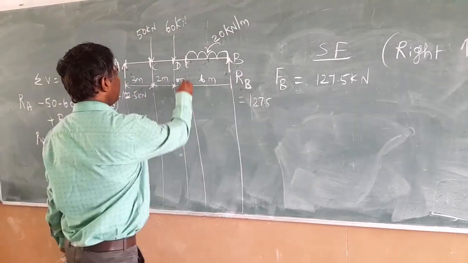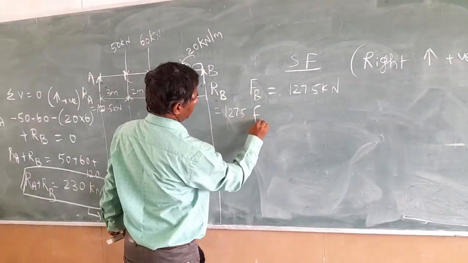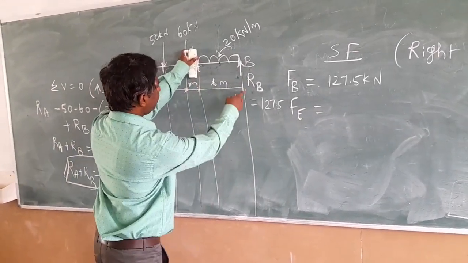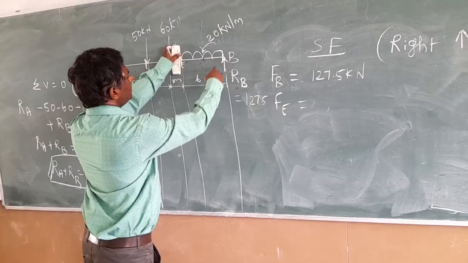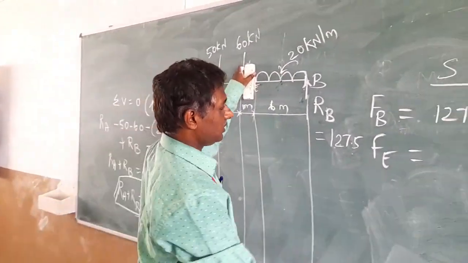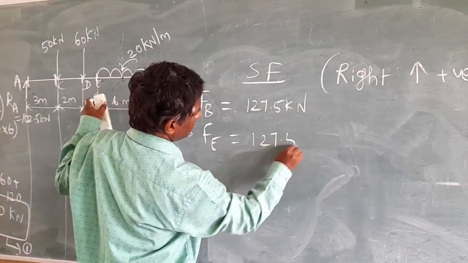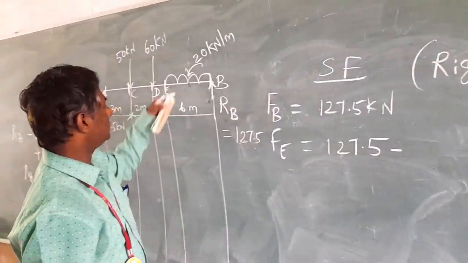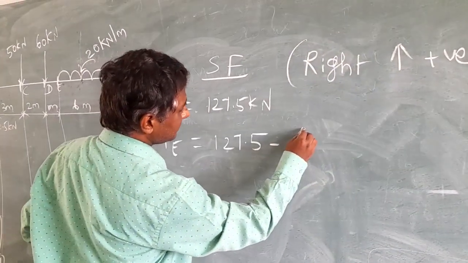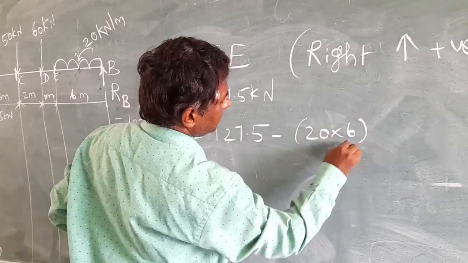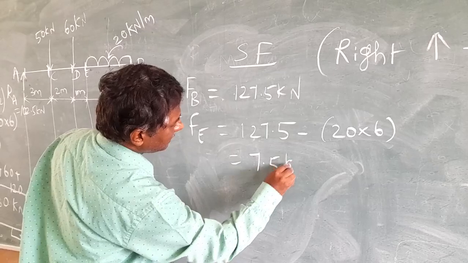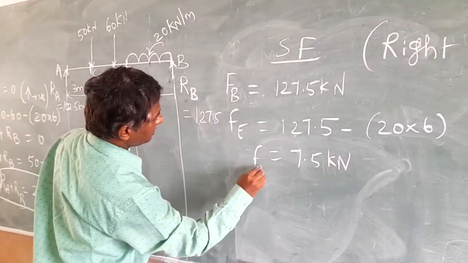What about F at E point? From this point, consider the right side, you have RB value and the UDL. So this is upward, this is downward. So take downward as negative. So 127.5 minus this value. We are considering only the force, so that is 20 into 6, that is 120. So totally we have 7.5 kilonewton as the shear force at point E.